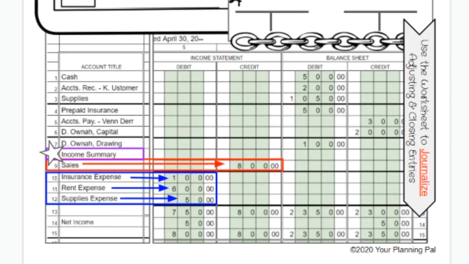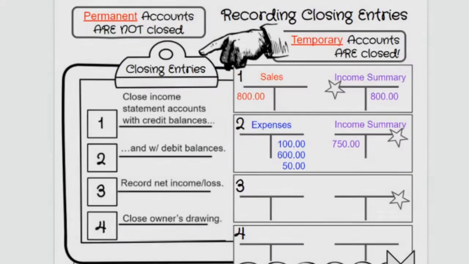Next up, we have the income statement accounts with debit balances, and this is number 2. So we've got insurance expense, rent expense, and supplies expense. And you can see the dollar amounts in the debit columns of our worksheet there. So back up to our T account. You can see our expenses, they were all debit balances. So to close them out, we need to do those equal amounts as credits. And then that income summary account, again, accepts that as the matching debit to all those credits. And you can see the 100 plus 600 plus 50 is the 750 total.